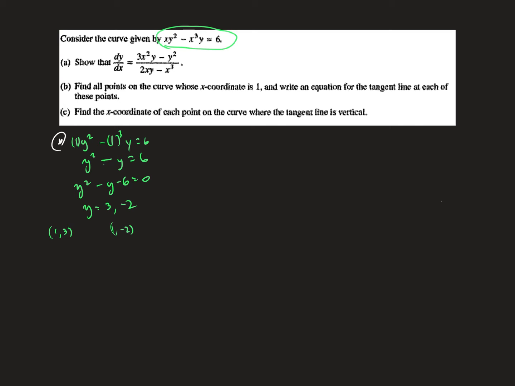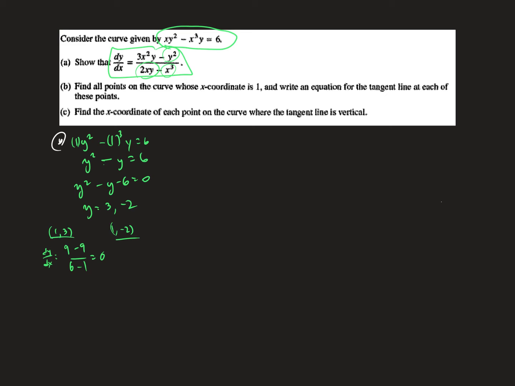I want to write the equation of the tangent line, so I need the slope for each of those. Well, then this is the slope. So I plug each of those points in for x and y. So my slope for (1, 3) would be 3 times 1 squared times 3, which is 9, minus 3 squared, which is 9, over 2 times 1 times 3, which is 6, minus 1 cubed, which is 1. So that's going to be 0.